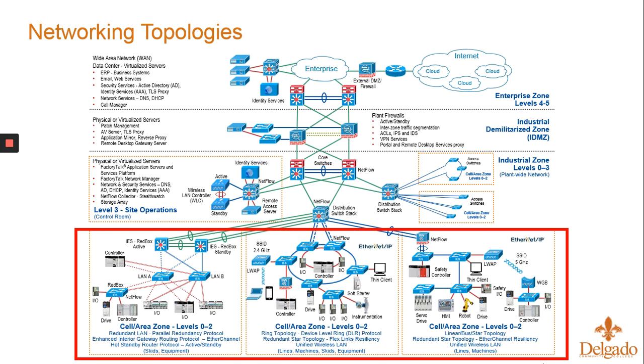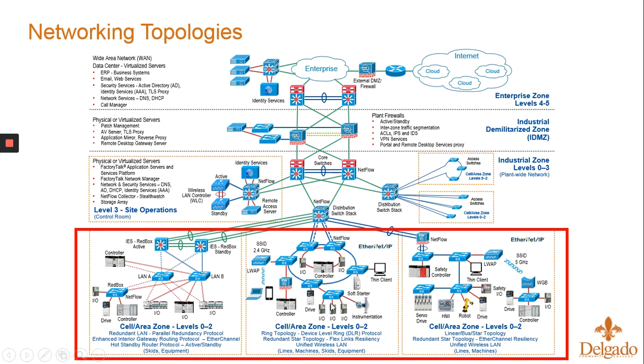Again, we're going to focus on what's inside the red box. Inside the red box are 3 different cells, as we'll call them. That could be 3 different units within the plant, and each one of those cells is arranged in a different topology. The one on the far left is a star topology. We have a switch and star type topology going to our devices. The one in the middle is a ring topology. We have our switch, and then a ring going around, with a bunch of devices tapped off the ring.